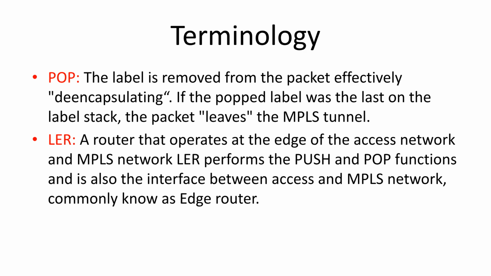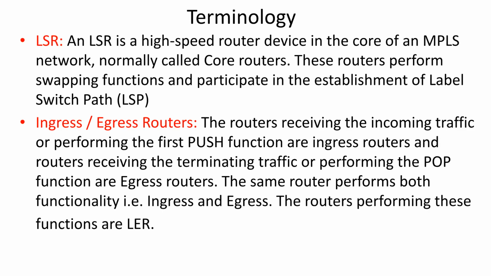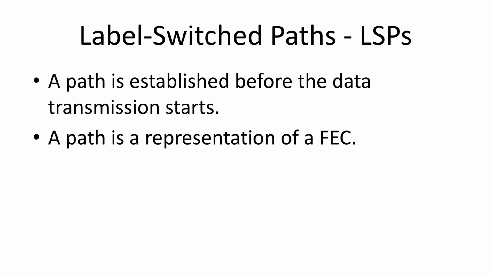The LER, or Label Edge Router, operates at the network's edge and performs push and pop functions, acting as the interface between the access and MPLS networks. An LSR, or Label Switching Router, is a high-speed core router that performs swapping and establishes the label switch path, or LSP. Ingress routers perform the first push function, and egress routers perform the pop function. These are both LERs.